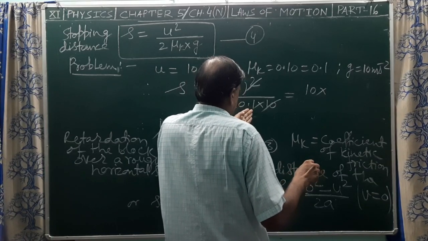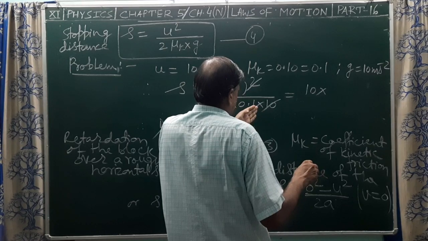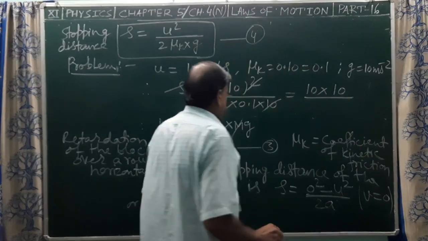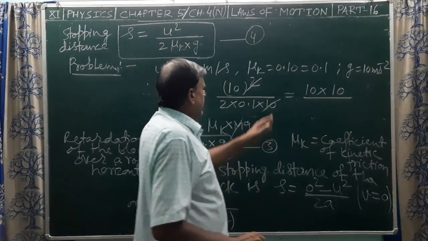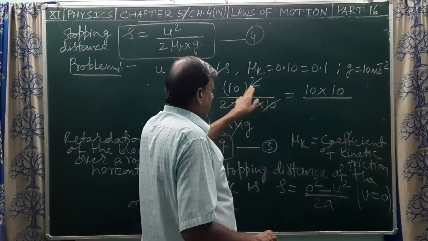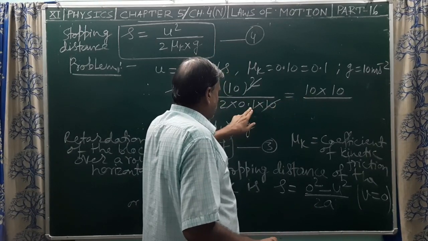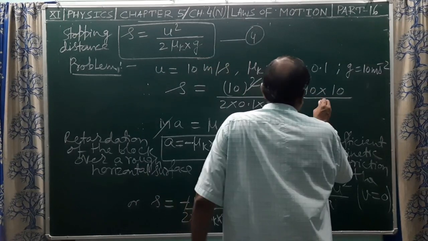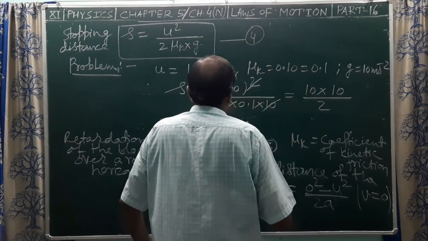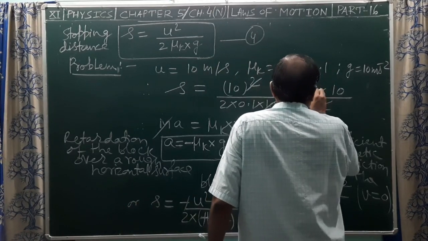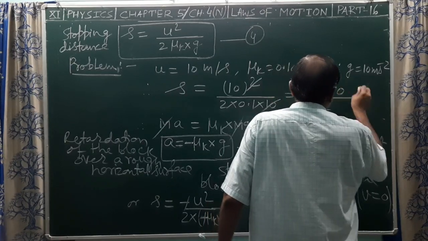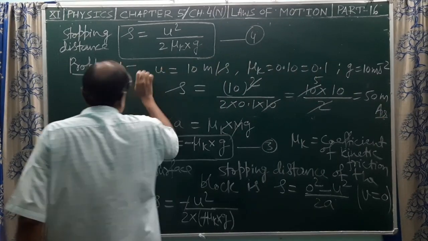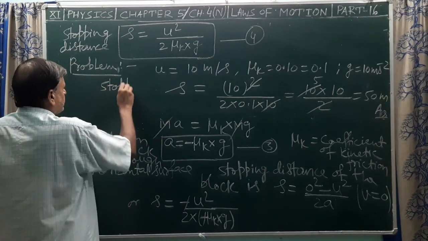We can write 0.1 as 1/10, so in the numerator we can replace with 10 here. So 10 into 10, the square of 10, one 10 of the numerator cancelled, 10 remains and then 0.1, and in the numerator 10 we have taken, so 10 into 10 upon 2, that is 2 and 10 cancelled, 5 remains, 10 into 5, that is 50 meter. So stopping distance of the block over the rough horizontal surface is 50 meter in this problem.